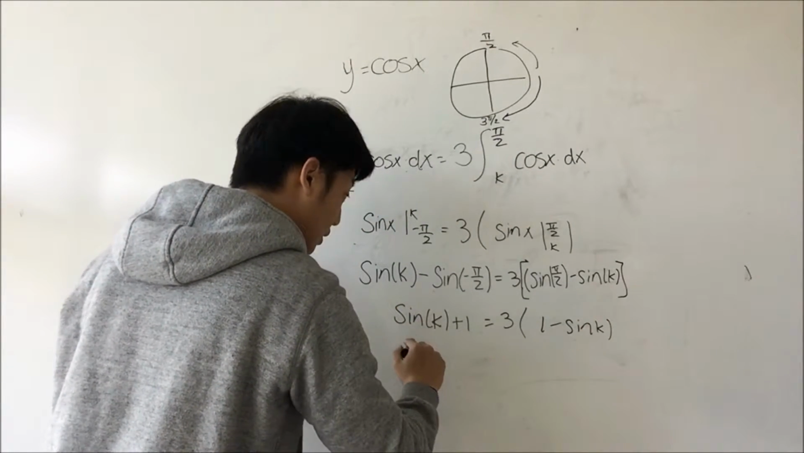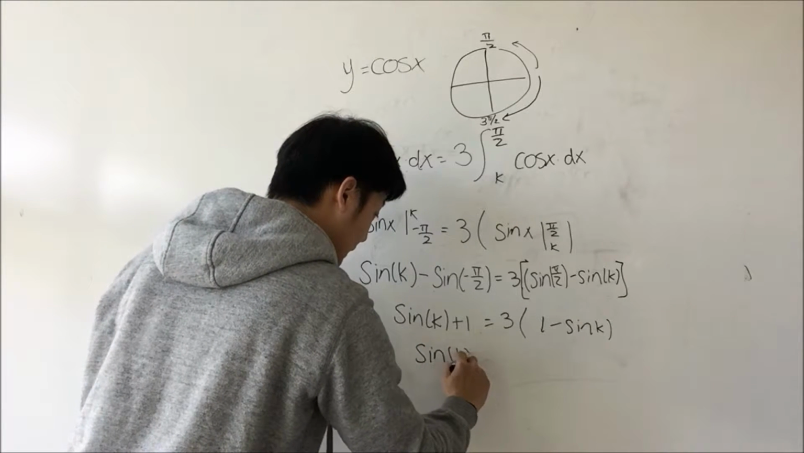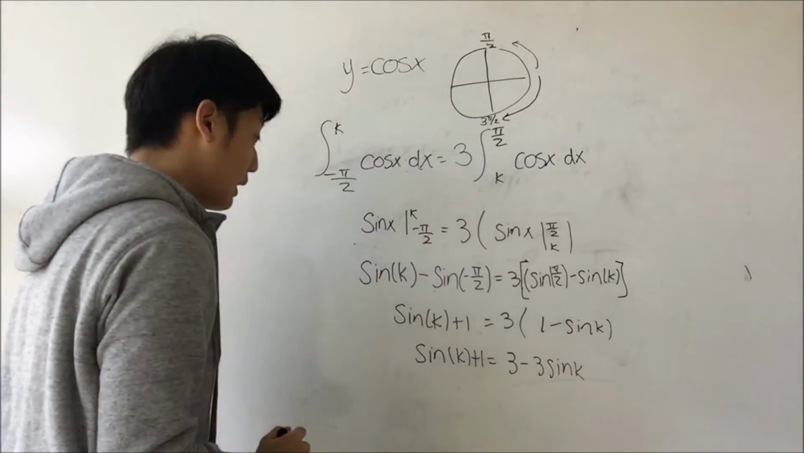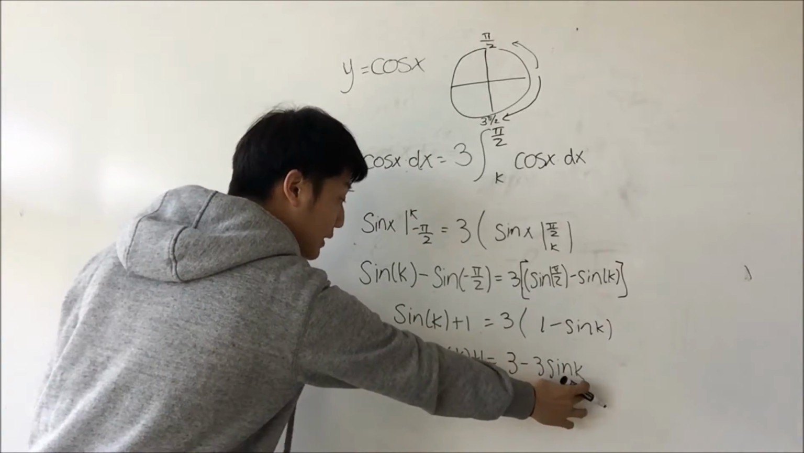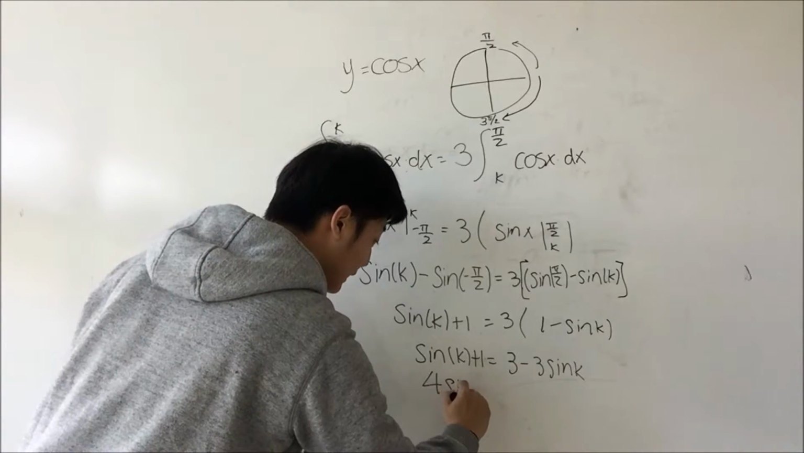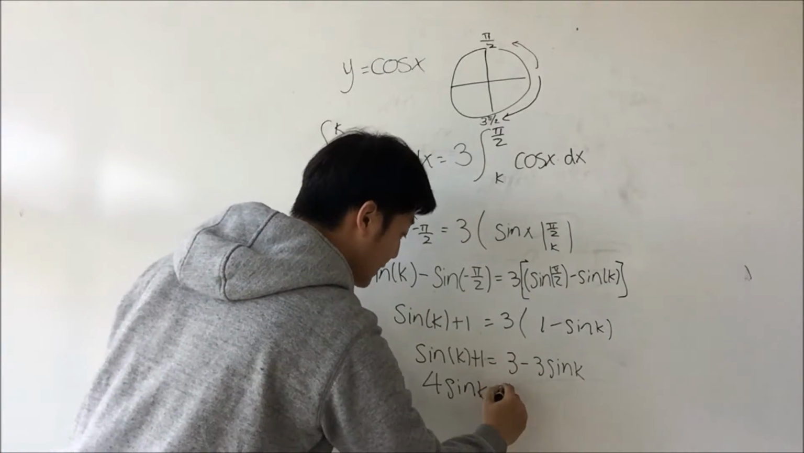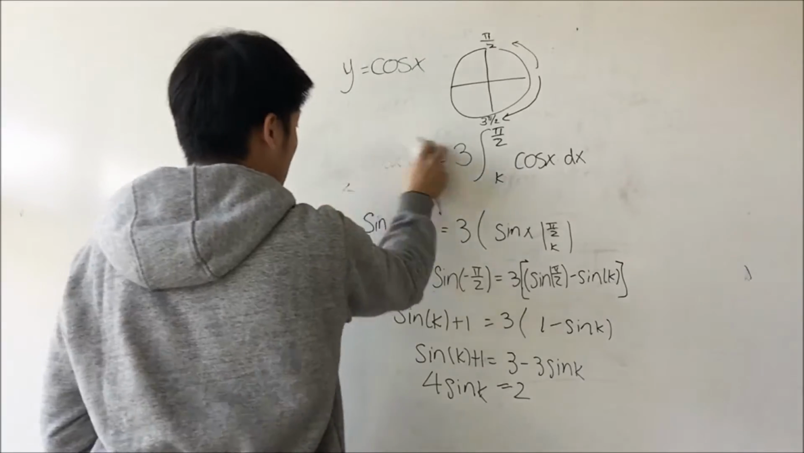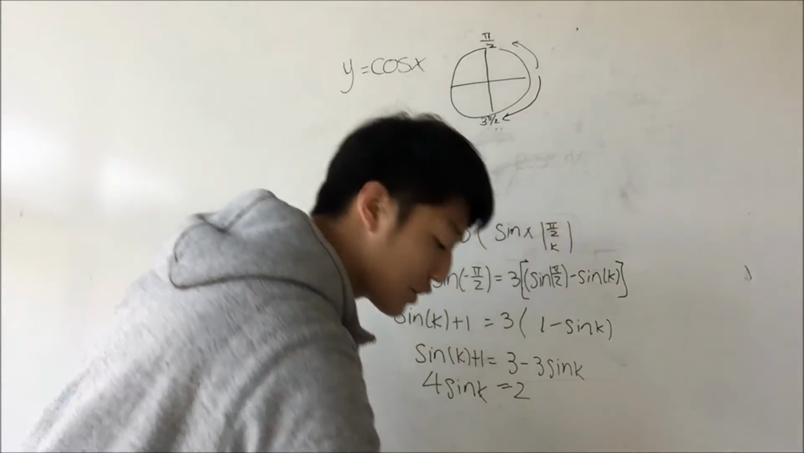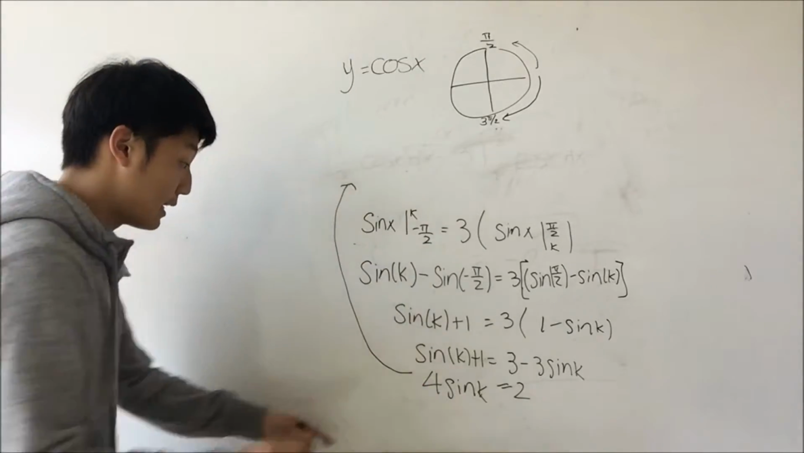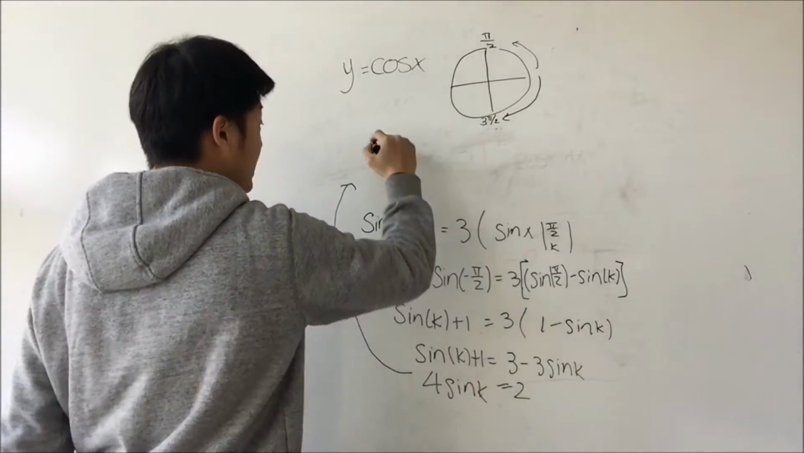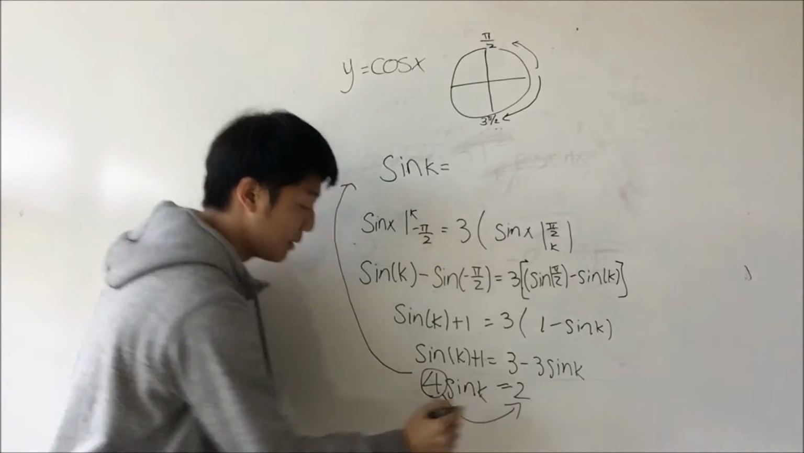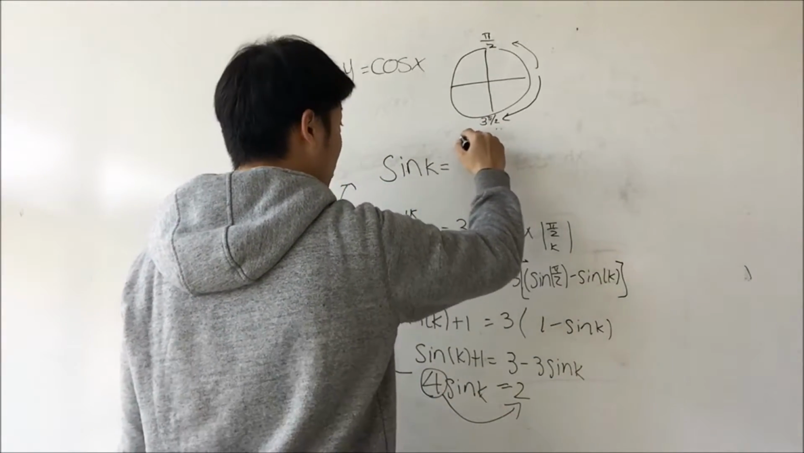Now, sine k plus 1 equals 3 minus 3 sine k. And it will become, if we move the negative 3 sine k to here, 4 sine k, and move the constant here, minus 2. Now, I'll erase the top part because of the space, and I'll just move this equation to the top. So, because it's 4 sine k equal to 2, sine k equals, because we divide by 4 on each side, 1/2.